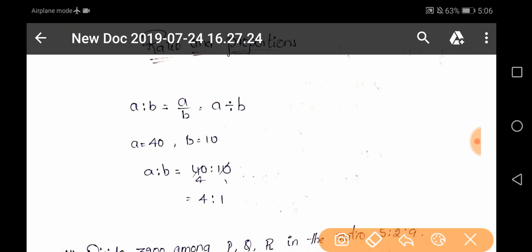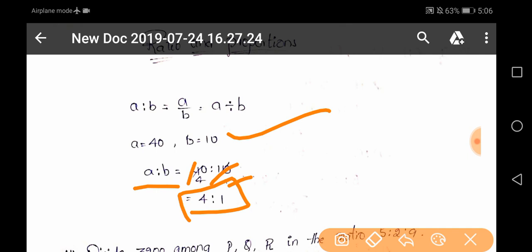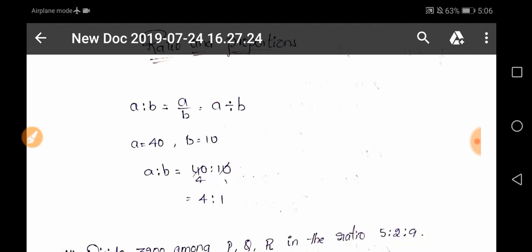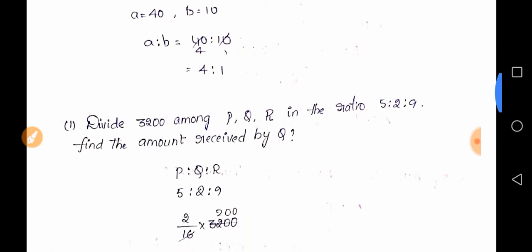See, just take an example. A equal to 40 and B equal to 10. So A is to B is 40 is to 10. If we cancel, it is nothing but 4 is to 1. So 4 is to 1 can also be written as 4 by 1 and also as 4 divided by 1. So let's get started with the problems of ratios and proportions.